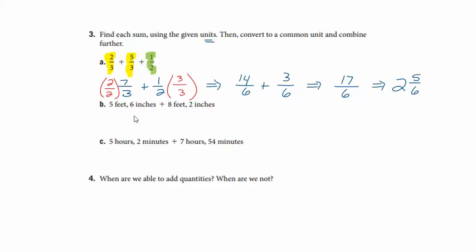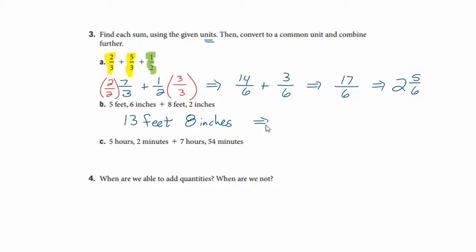All right, well, you probably figured out we can add the feet and the feet. So I got 5 feet and 8 feet, that would give me 13 feet. And then 6 inches and 2 inches would be 8 inches. Now, if I wanted to combine these two things together further, I would have to change the feet to inches or the inches to feet.